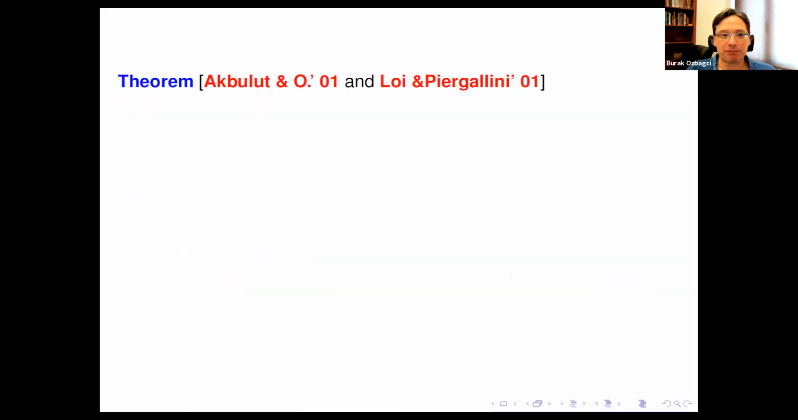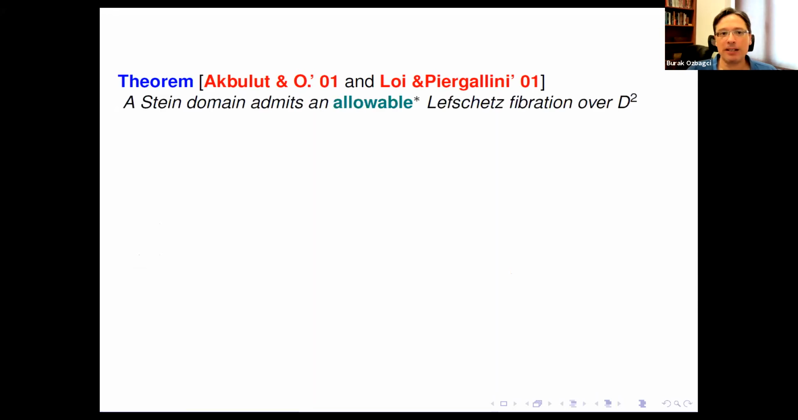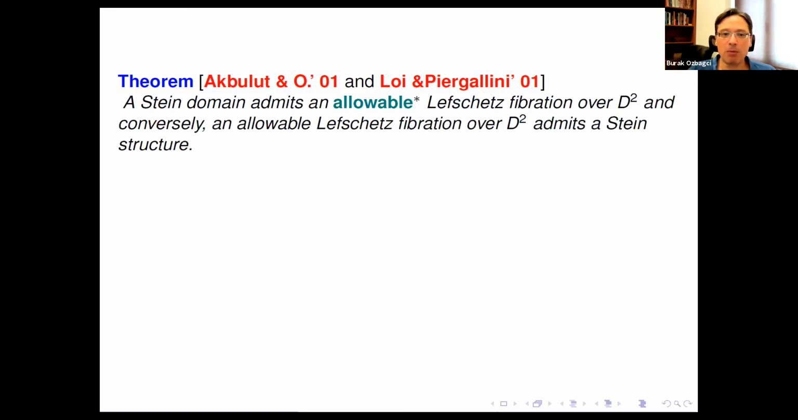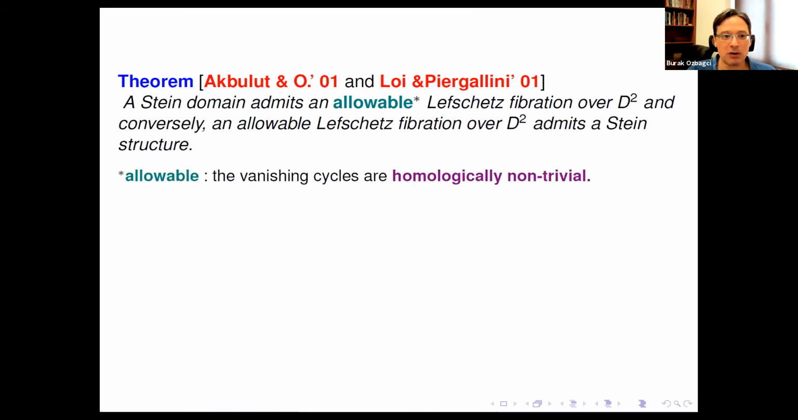And based on this, Akbulut and myself, and independently Loi and Piergallini, gave 2 different proofs of the following theorem. A Stein domain admits an allowable Lefschetz fibration over the disk, and conversely, an allowable Lefschetz fibration over the disk admits a Stein structure. So this gives a complete characterization of Stein domains in terms of Lefschetz fibrations, just like for symplectic manifolds and contact manifolds. Here, allowable means that the vanishing cycles are homologically non-trivial. This is a necessary and sufficient condition.